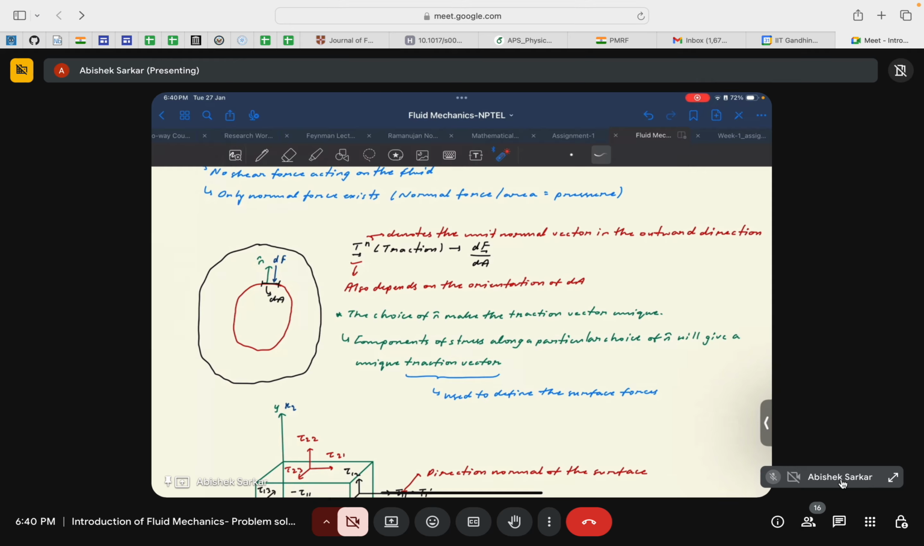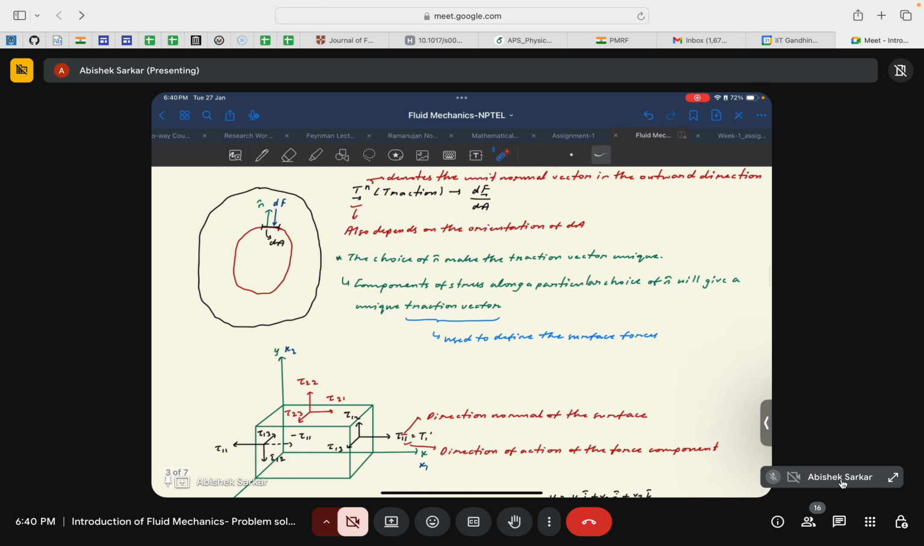As I already mentioned, the choice of the normal vector n cap as given here makes the traction vector unique. The traction vector is essentially used to find the components of stress in a particular direction, or the net effect of all the stress components along a particular direction can be cumulatively represented through a traction vector. Why is it important?